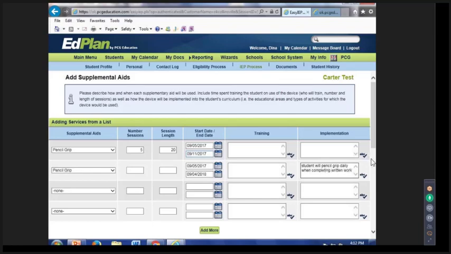Okay. If it's a speech generating device, I might say he will use it during calendar time. He might, if it's a written component like speech to text. I'm sorry, I say those backwards every time if I'm not thinking about it. No, I did say that right. Speech to text.